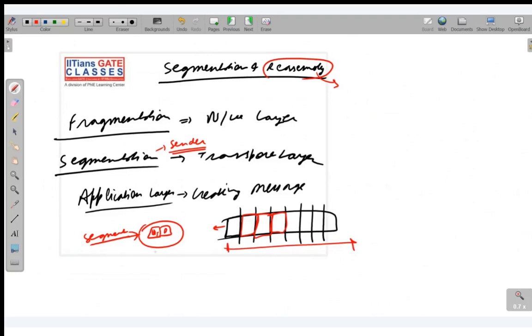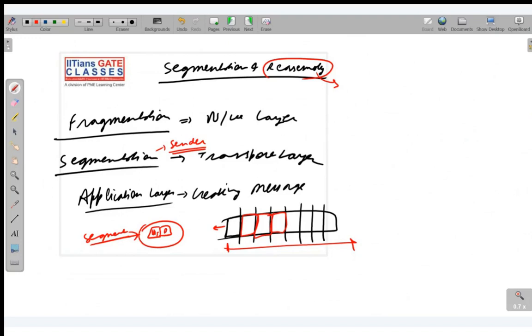How will reassembly be done? Each segment will have a unique segment number, like segment 1, segment 2, segment 3, and so on. Roughly I'm telling you; when we dig deep into the topic, I will tell you exactly what is meant by segment number. Actually there is no segment number, but I introduced the term so you get a hint. Actually we have a sequence number field. Don't worry, we will cover this when we dig deep into the transport layer.